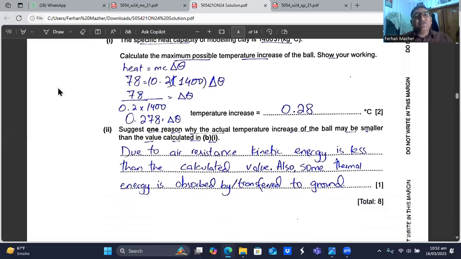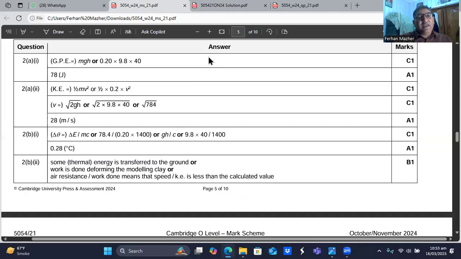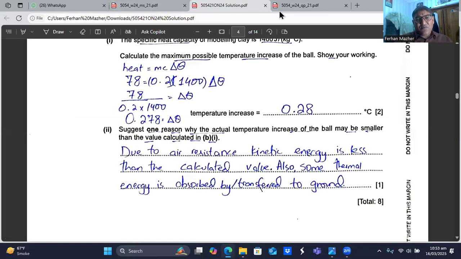So heat is equal to mc delta theta. Heat which you provided is that kinetic energy which converted into the internal energy. 78 is equal to 0.2 multiplied by 1400 multiplied by delta theta. Delta theta means the change in the temperature. So delta theta will be equal to 78 divided by 0.2 divided by 1400. When you enter these values in your calculator, you will get 0.278. So there will be a change of the temperature of 0.28 degrees. So this is how we have done this part.